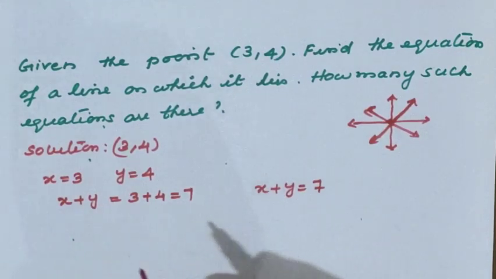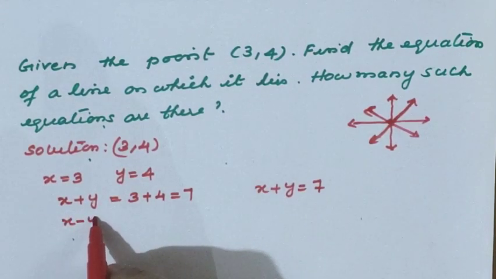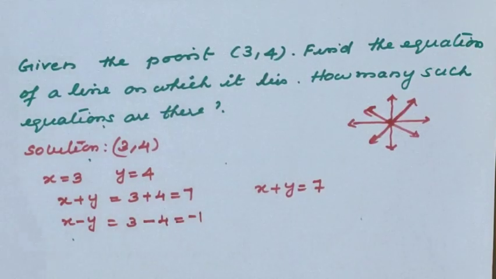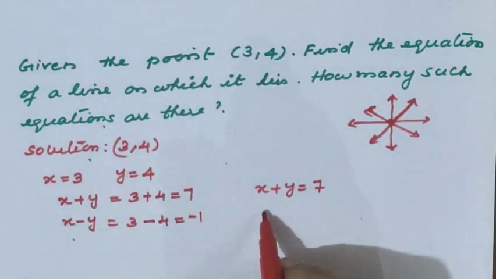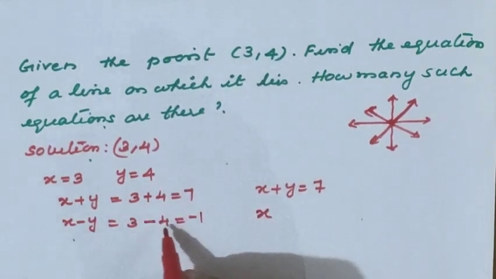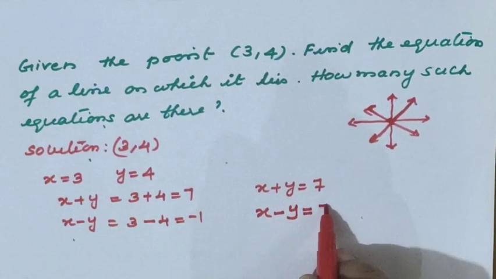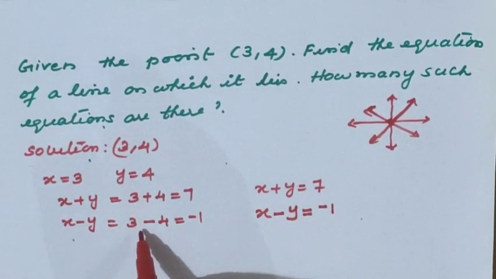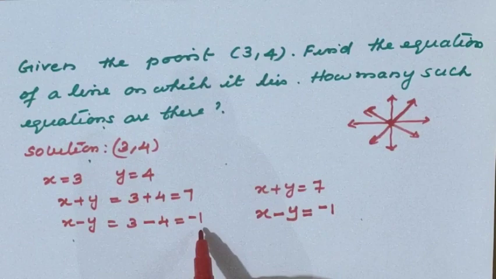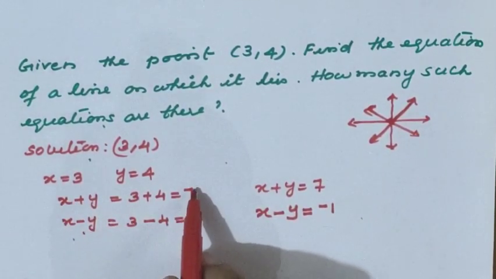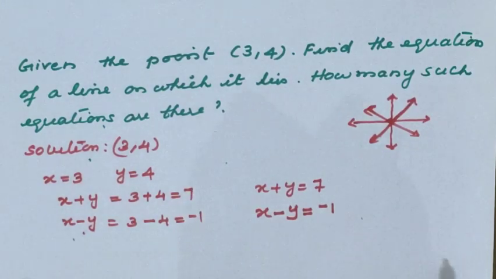Now I can do the subtraction of these values. So x minus y, 3 minus 4 equal to minus 1. So what equation should I write? I should not write all these steps, I have to write the equation only. So x minus y equal to minus 1. That means we have substituted the values and solved and we are getting minus 1. This side is always the LHS, and whatever answer you are getting, that is your RHS. So x plus y equal to 7 we got, x minus y equal to minus 1 we got.